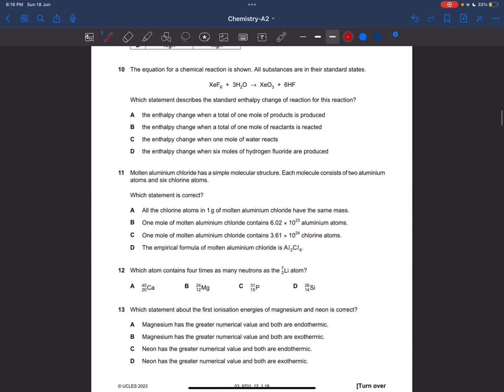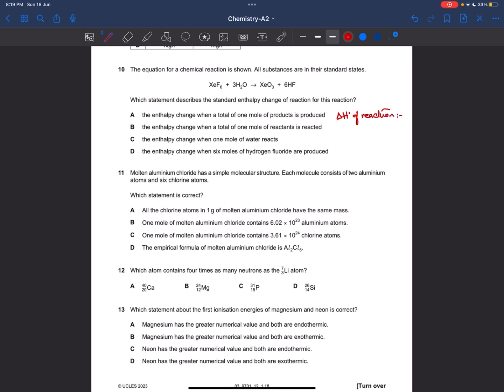Question number 10. The equation for a chemical reaction is shown. All substances are in their standard states. Which statement describes the standard enthalpy change of reaction for this reaction? Have you realized what the definition of standard enthalpy change of reaction is? I'll write it for you guys.